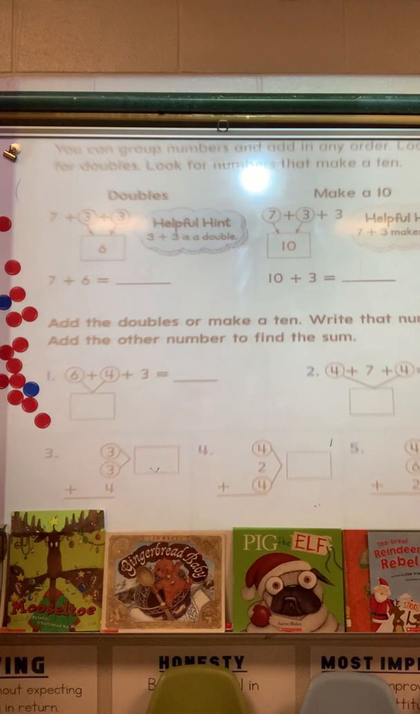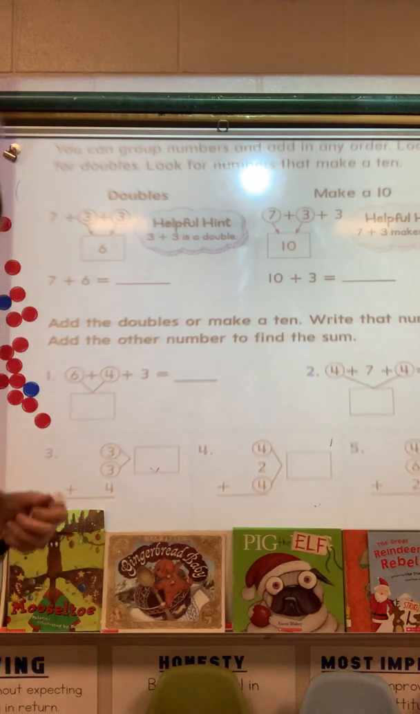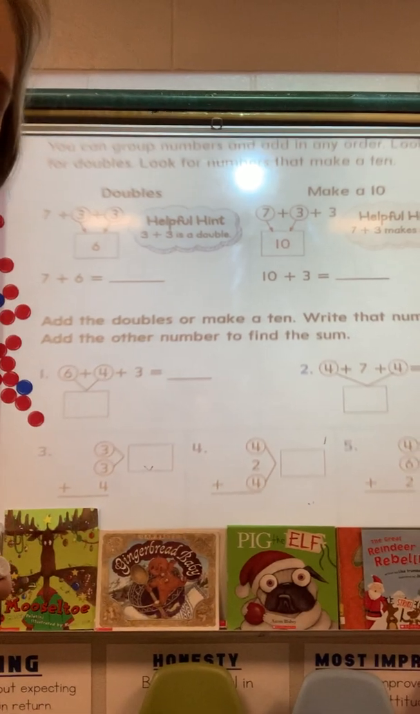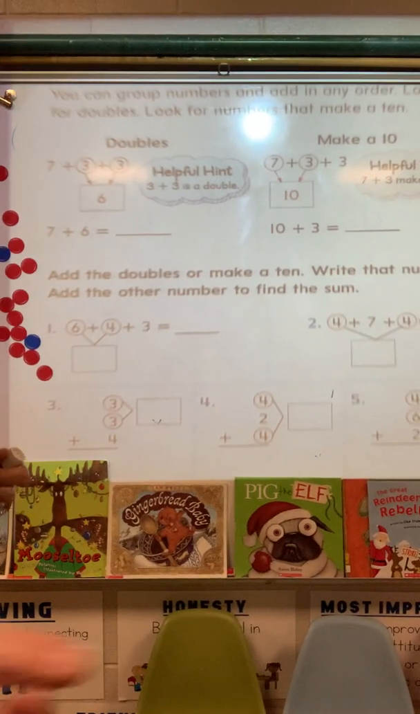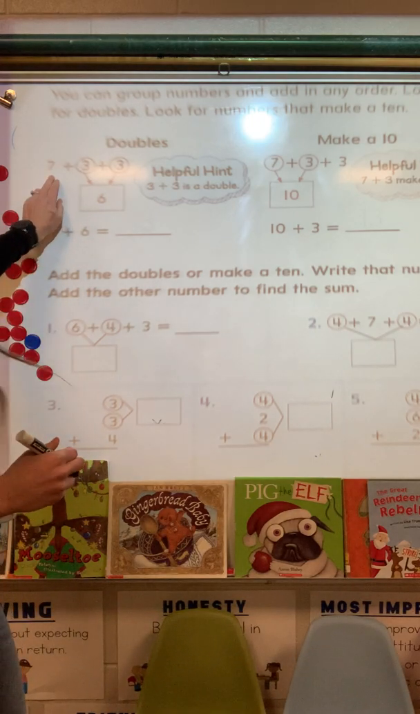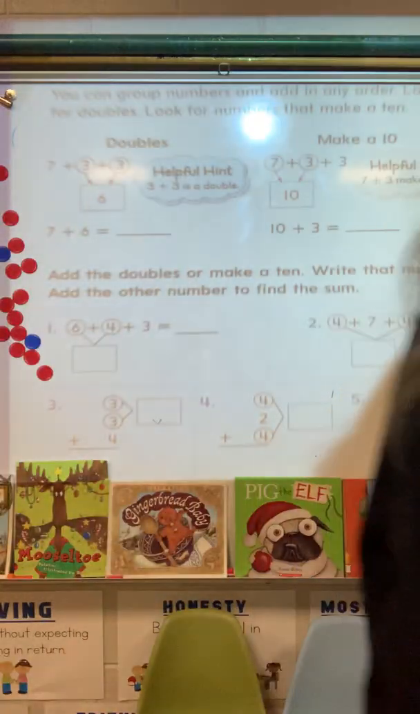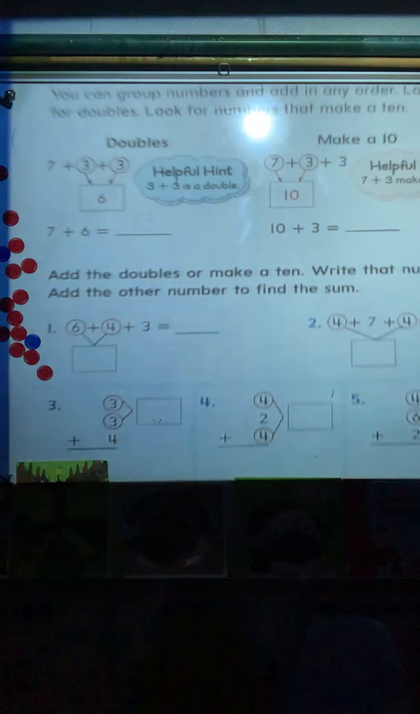On our first example, they use the double strategy. If you can see, it's kind of got a little bit of a glare, but you can see on our paper, yours should say the same thing. 7 plus 3 plus 3. Let me flip the light to see if that will help a little, guys.